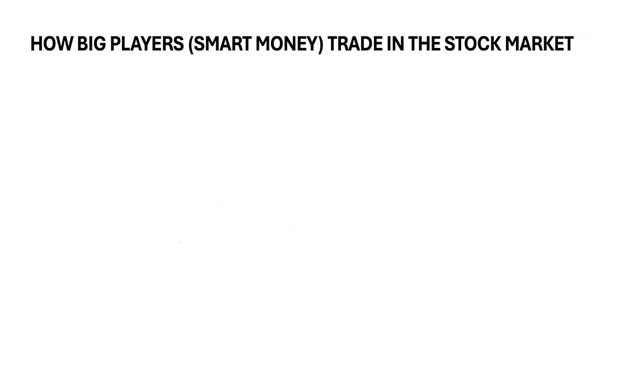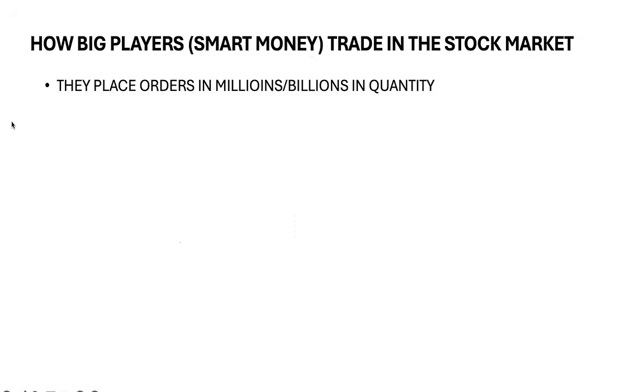Before you understand this concept, you have to understand how big players trade in the stock market. That is what is called smart money concept. Smart money concept is somewhat like an advanced level of price action trading. So this is one layer above price action trading. If you want to understand this concept, then you have to understand the basics. If you want to trade like big players, then you should know how big players trade.